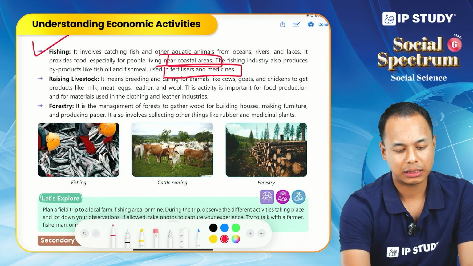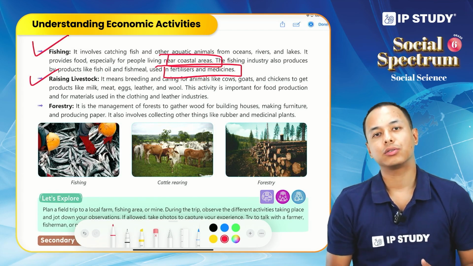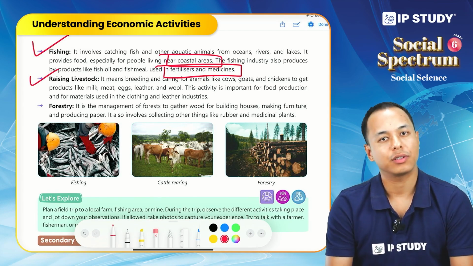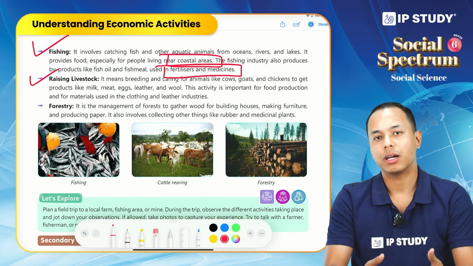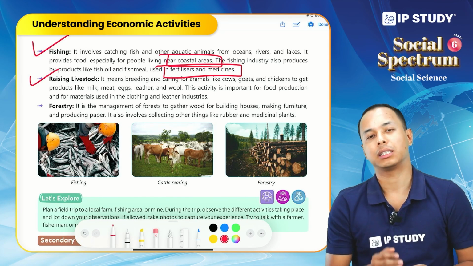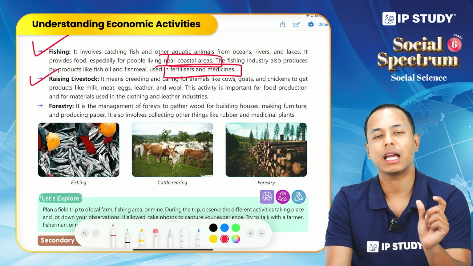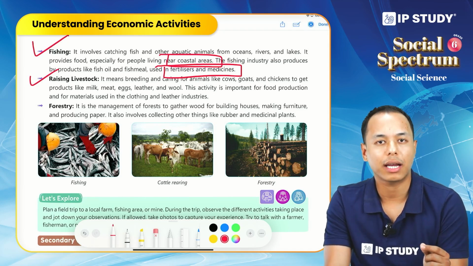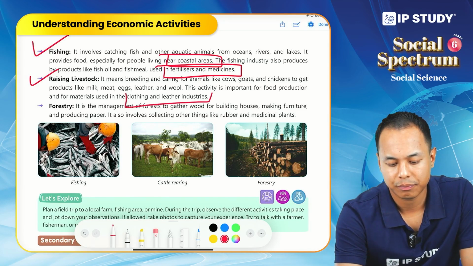So now let us see raising livestock. We have already discussed in agriculture that we also raise and take care of animals for their products, right? Like we raise animals and we get products from them like meat, milk, eggs and other products also. And raising animals is an important economic activity for the leather and clothing industry.